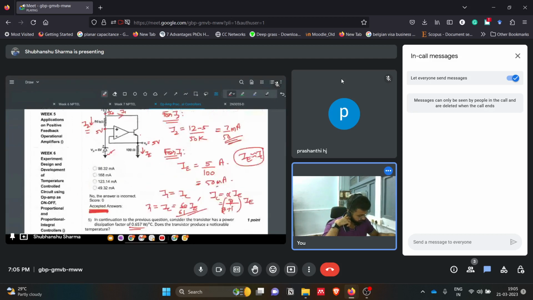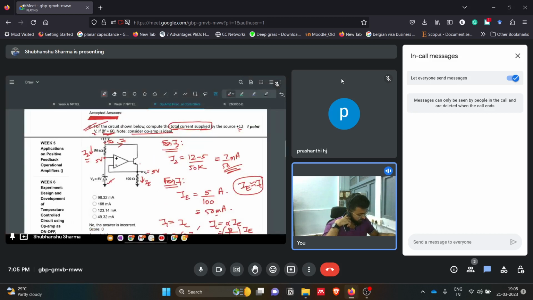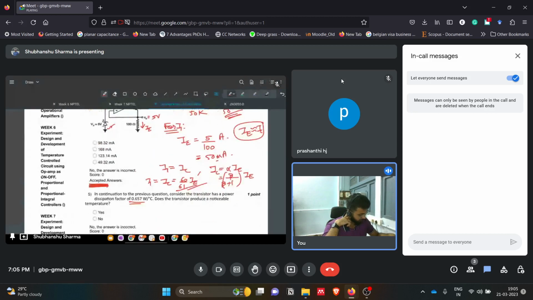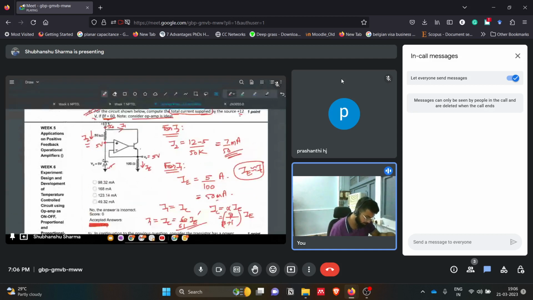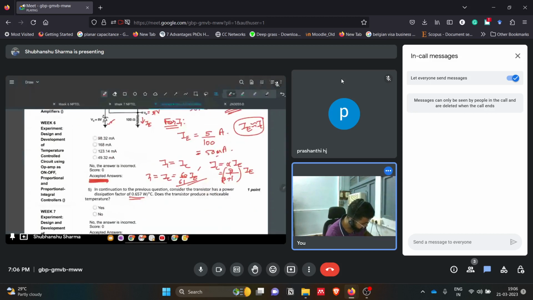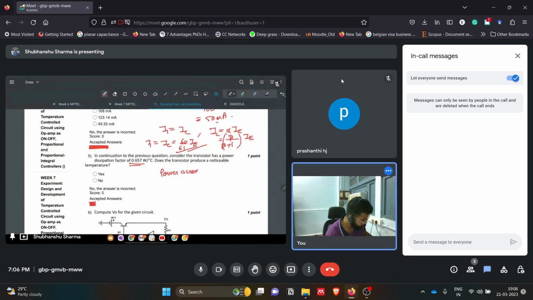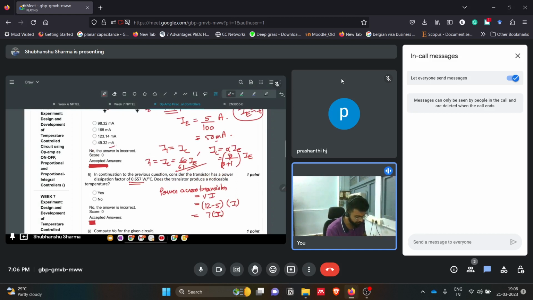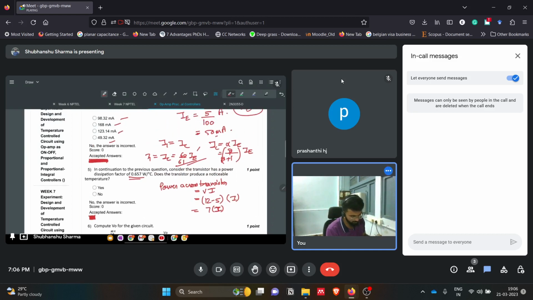So we need the power across the transistor. We know that 5 volt is mandated here, and this voltage is 12 volt. So the power across the transistor will be V into I, where V is 12 minus 5 volts, into I. Whatever we got for I, 5, 6, 7, 4, based on the options here, it will be in milliamperes.